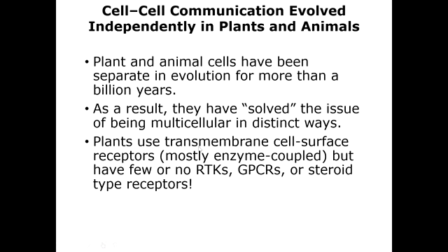Well, we've talked about GPCRs and RTKs and Notch-Delta signaling and ion channel coupled receptors. These are ways to solve that problem. Plants also use transmembrane receptors, mostly enzyme coupled, but there are actually few or no RTKs, GPCRs, or steroid type of receptors. So they have receptors that are mostly enzyme coupled. In other words, they're very similar to RTKs, but they're not RTKs. And this is why it's important. Remember I mentioned at the very beginning, enzyme-coupled receptors is a big class, and RTKs is the most common example. Well, this is why I said that. There are examples, like in plants, where you have enzyme-coupled receptors that are not RTKs.